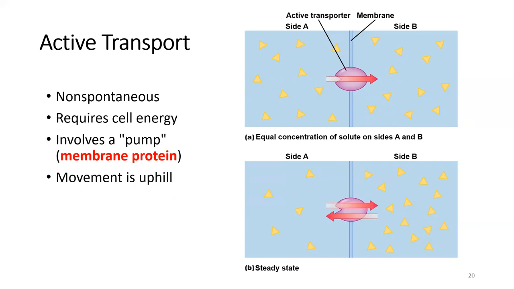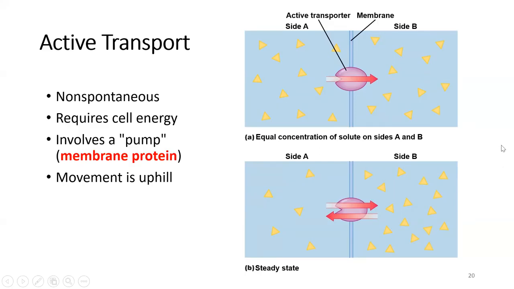But this pump is going to help the molecule move across the membrane by utilizing energy in order to help this movement. So it's an uphill movement, a non-spontaneous movement. If we think about the images here on the right, if we've got equal concentrations on both sides, we have an active transporter in the membrane that's separating these two sides. We're going to see movement of particles from one side to the other. But at the bottom here, when they get to steady state, we're going to see a higher concentration on side B than what we see on side A.